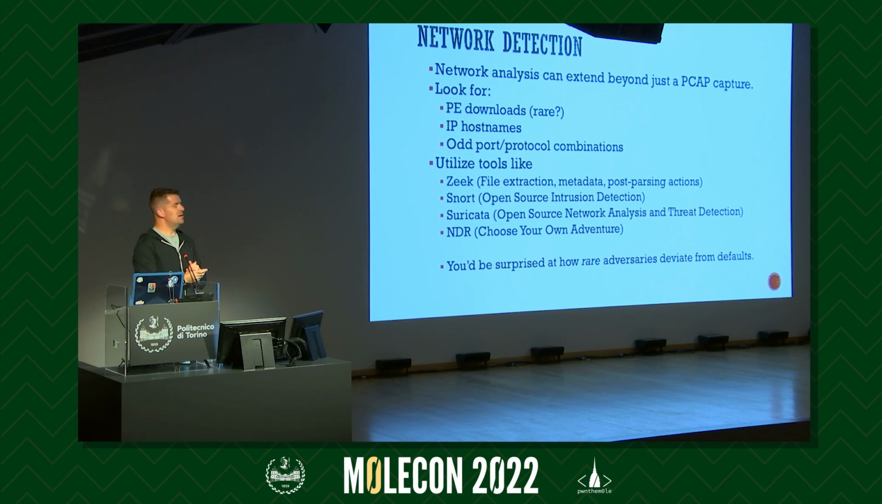I've already kind of mentioned here that your network analysis can extend just beyond PCAP. We can do really simple things like PE downloads, IP host names, or port protocol combinations. I'd also recommend bringing network traffic into more advanced network analysis tools. I gave a few examples up here: Zeek, Snort, Suricata, and then whatever NDR you might have in place right now. Point being, you'd be surprised at how many detections are built into these tools by default. You'd also be surprised at how rare it is for adversaries to deviate from those particular defaults.